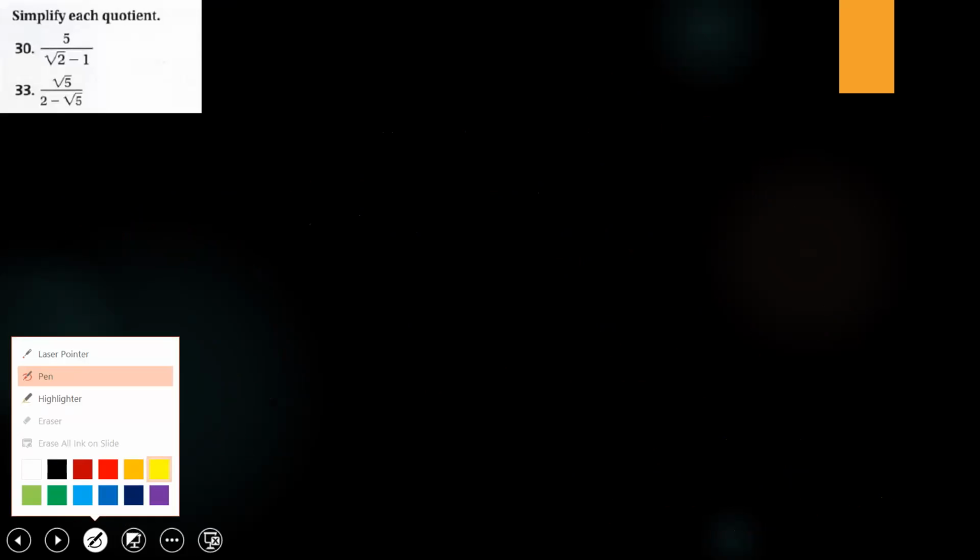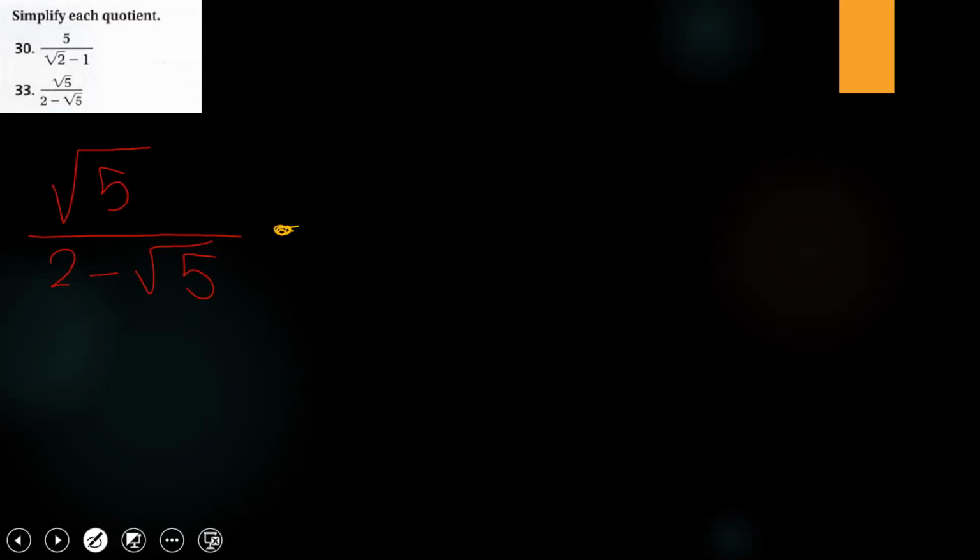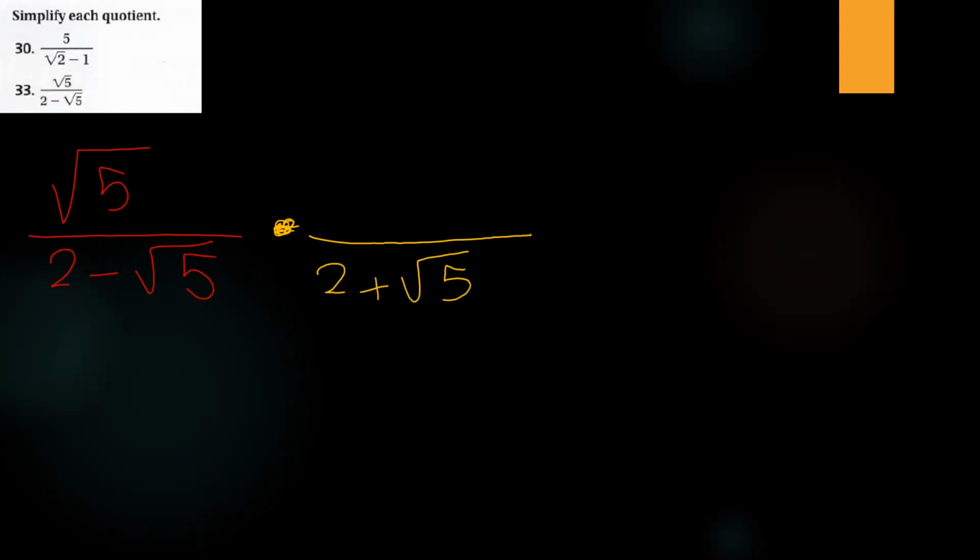I want you to help me. Okay? Yalla. 33. We have square root of 5 over 2 minus square root of 5. What we have to do first? We have to multiply it by what? By the conjugate fraction, 2 plus square root of 5. Exactly. And up, 2 plus square root of 5, the same. Yes, you have to multiply with the same. Bravo.